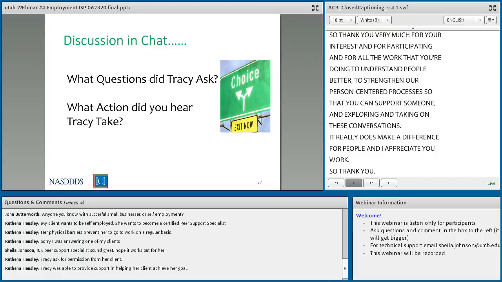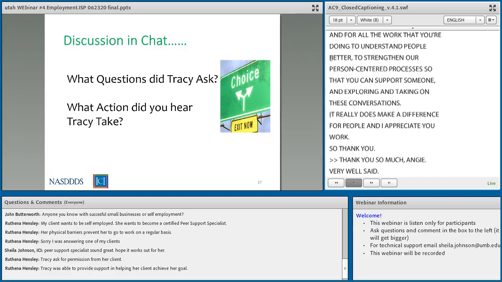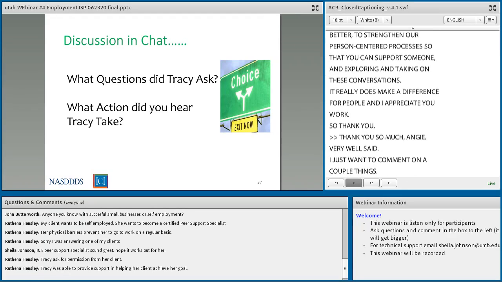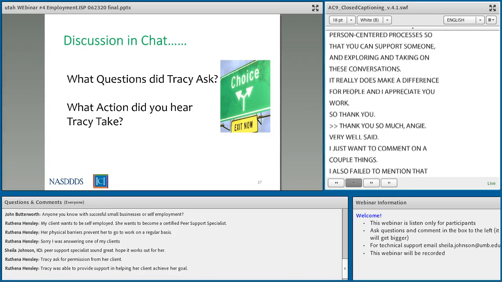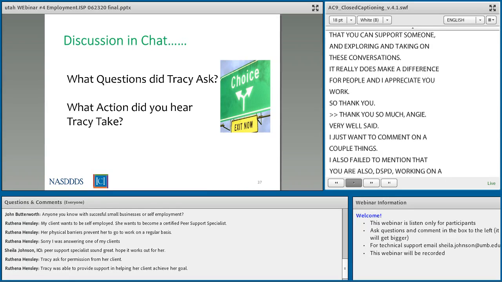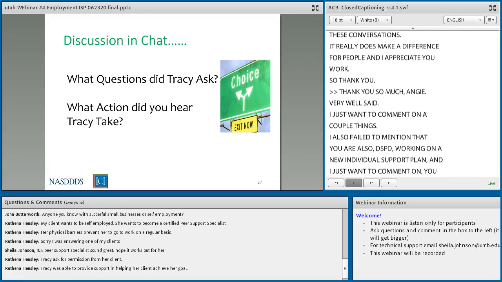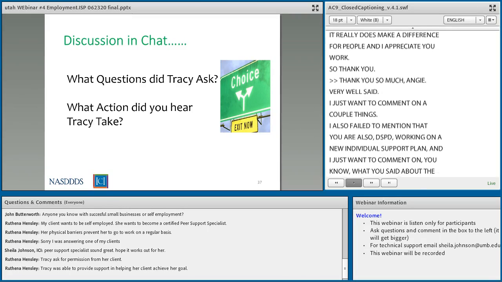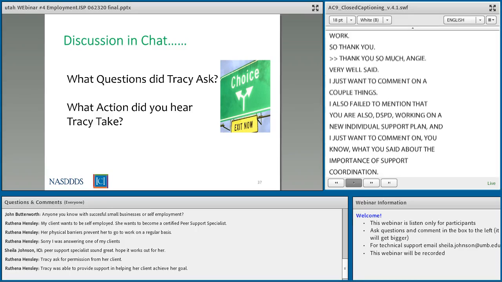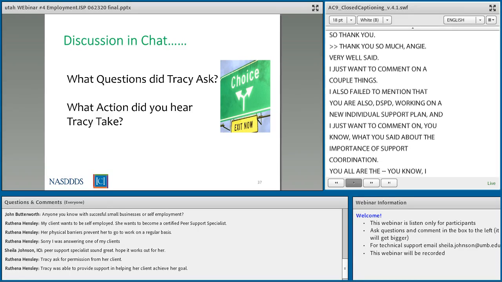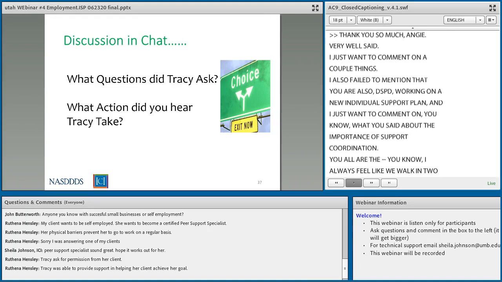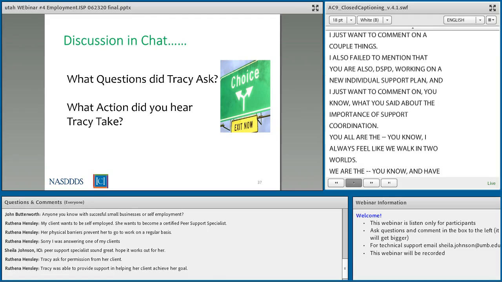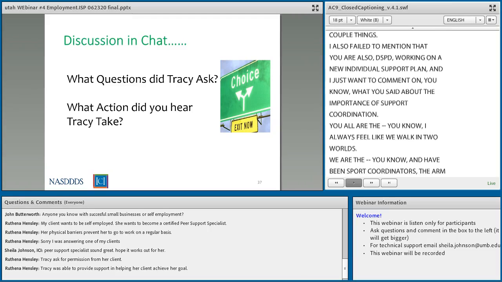Very well said, and I just want to comment on a couple things. I also failed to mention that you are also, BSPD, working on a new individual support plan. And I just want to comment on what you said about the importance of support coordination. I always feel like we walk in two worlds. We are, and have been, support coordinators, the arm of the person to make sure their interests are put first, and also the arm of the state.